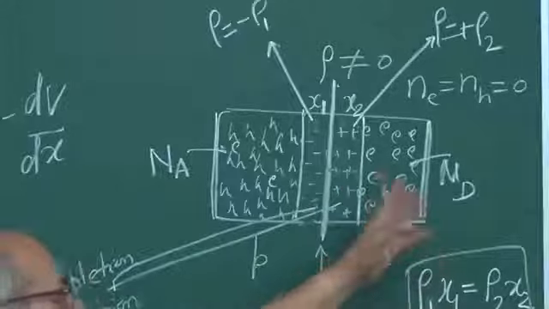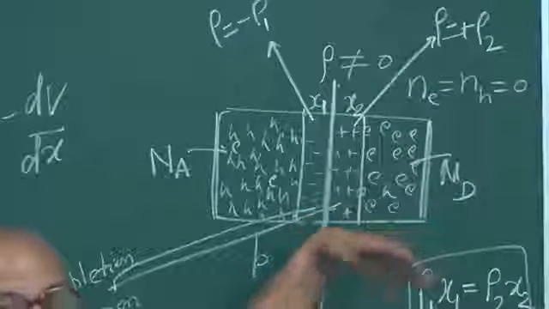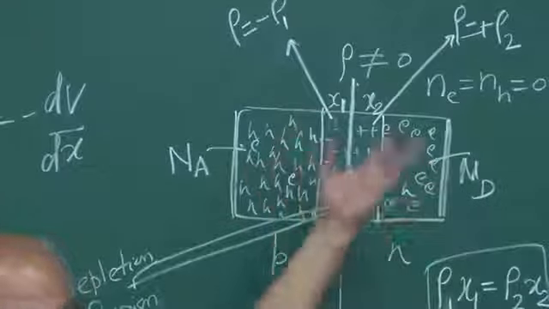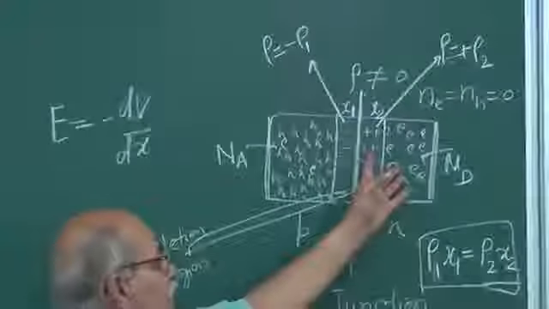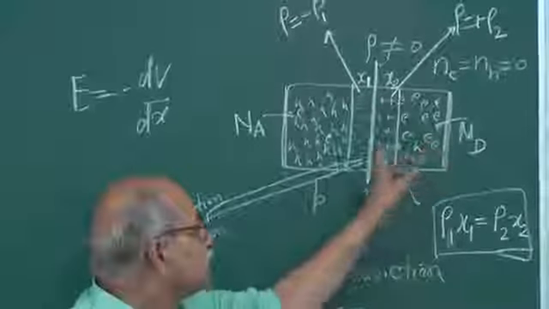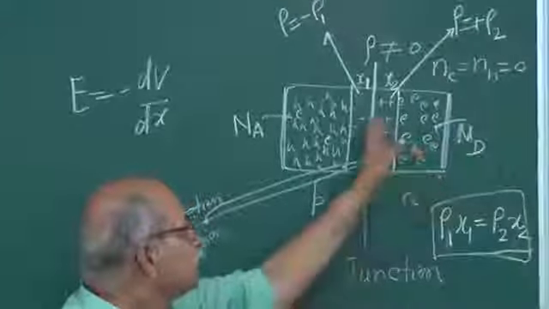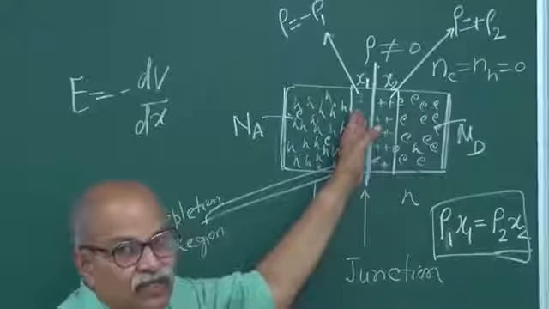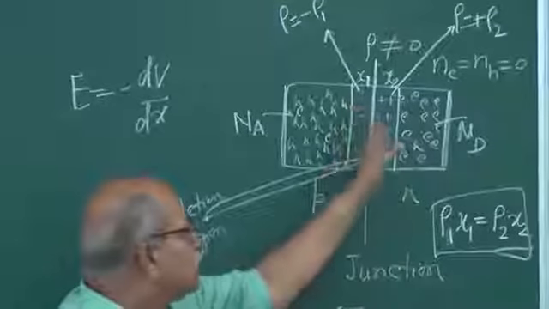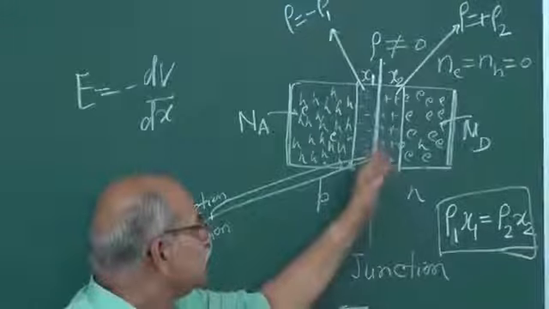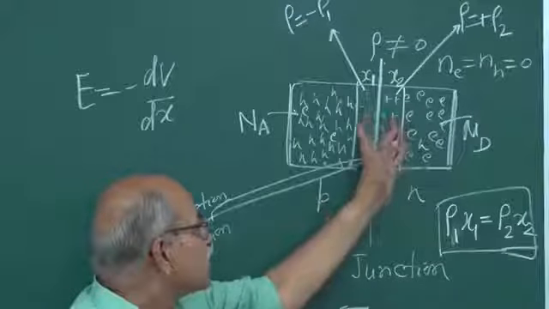Similarly, on this side you have donor ions. The ions come with 5 electrons in the outer orbit, and so those electrons are there, free charge carriers are there. But when these conduction electrons move out, those positive ions will be there, and you will have this positive charge here.